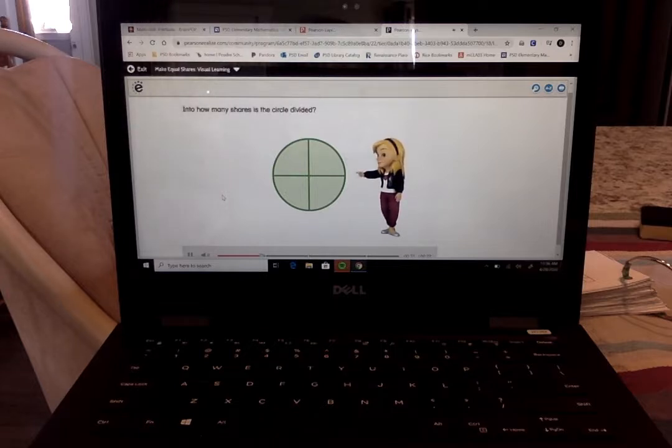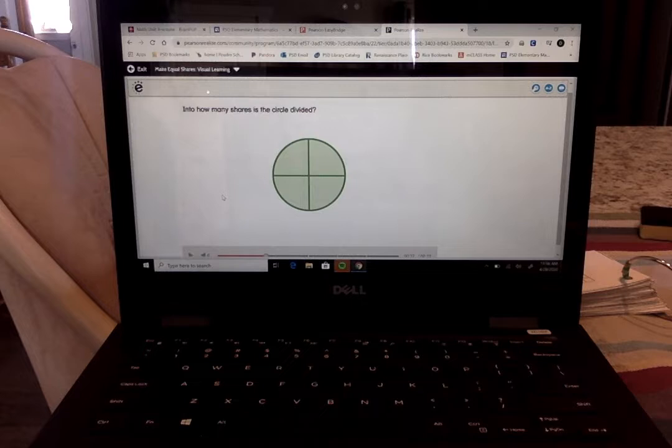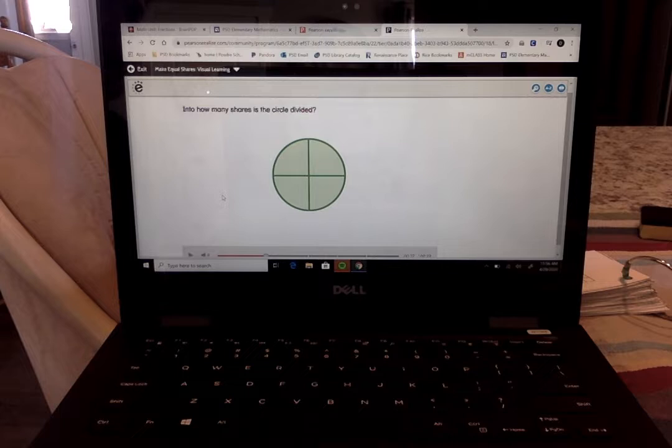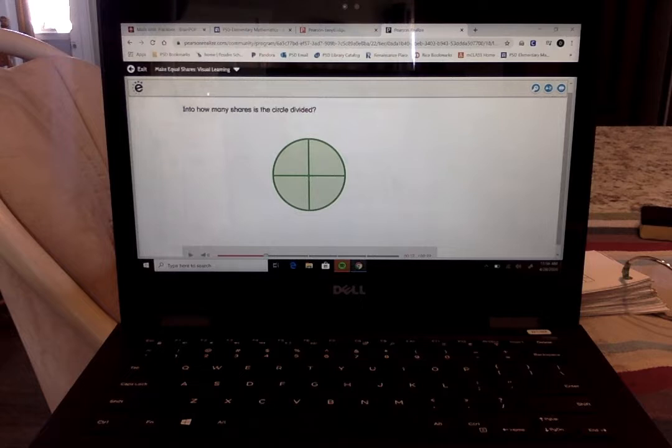Into how many shares is the circle divided? Okay, so those are all equal. That means, like they said in the video, same size. This size is the same as this size, is the same as this size, is the same as this size. So how many shares, or how many parts, is this circle divided into? Count. If you got 4, you are correct. Let's count. 1, 2, 3, 4. There are 4 shares. This shape is divided into 4 equal shares.